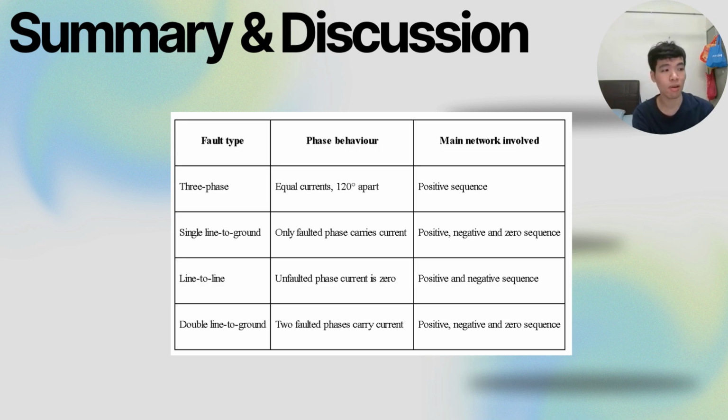Secondly is the single line to ground fault. In this fault, the phase behavior is that only the faulted phase carries the current, and the main network involved is all three types of network. And thirdly is the line to line fault.